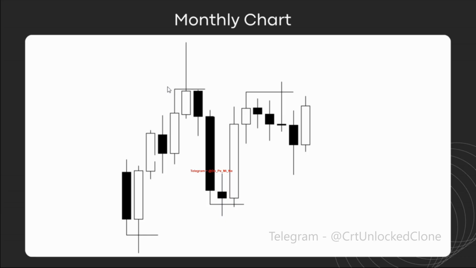Now, the different concepts that you're gonna use to analyze the monthly charts in order to come to a conclusion about the directional bias that you're gonna trade are concepts such as quarterly shifts, seasonal tendencies, dealing ranges, key level CRT, and so on, right?